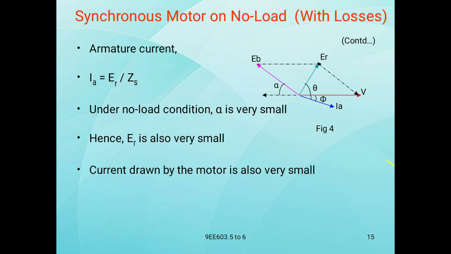This is the phasor diagram of the motor, as shown in the figure. The supply voltage is V and the armature current is IA, and the phase angle between V and IA is phi. The angle between the resultant voltage and IA is theta, and alpha is the load angle between EB and the reference axis, that is, the resultant of voltage.